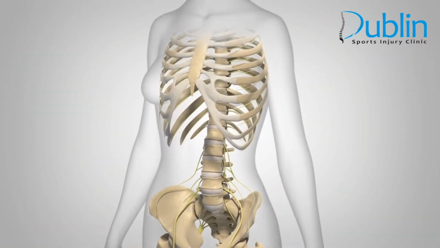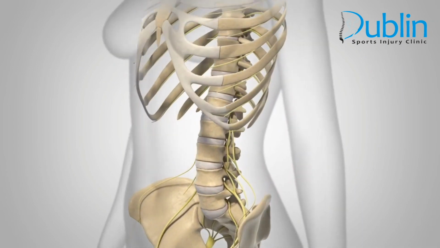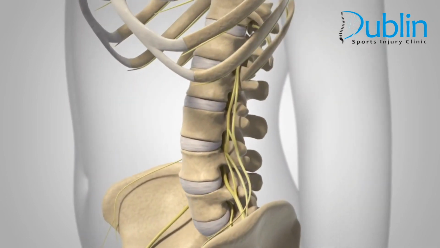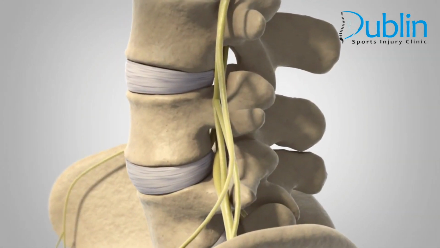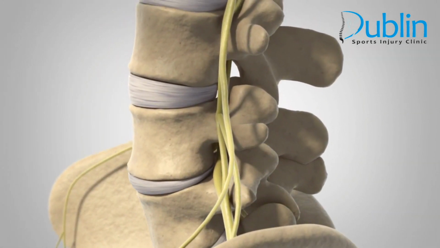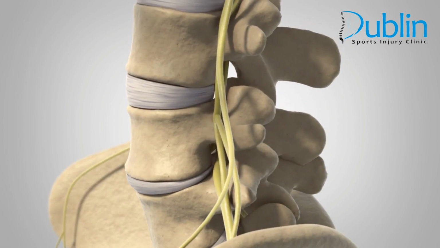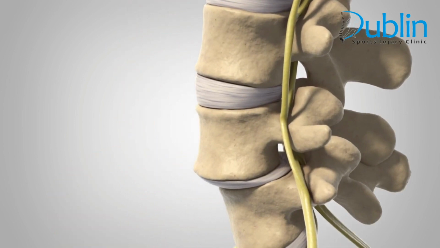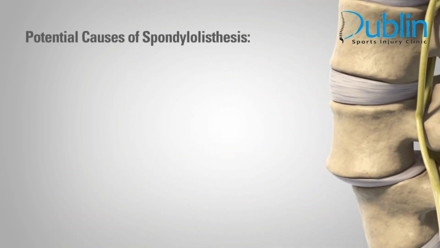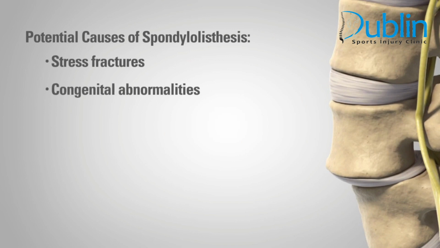Spondylolisthesis is the result of advanced degenerative disc diseases. It's a condition where discs degenerate, resulting in the loss of disc height. This condition causes instability, allowing one vertebra to slip forward over another one below it. Other causes of spondylolisthesis would be stress fracture or congenital abnormalities. There are some rare causes such as tumor and trauma.